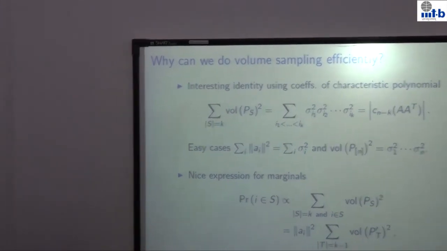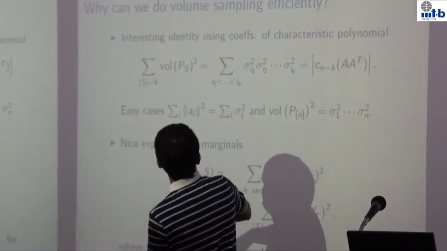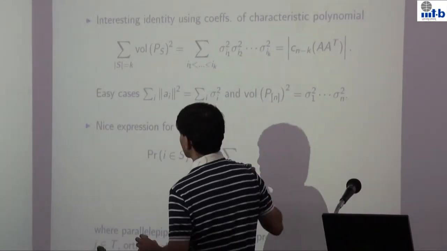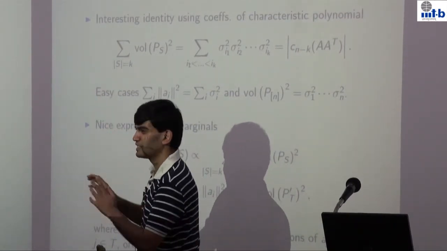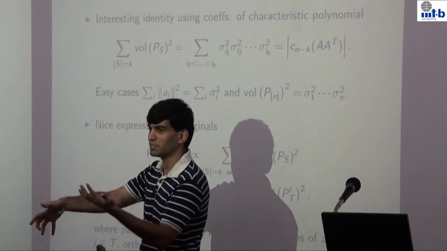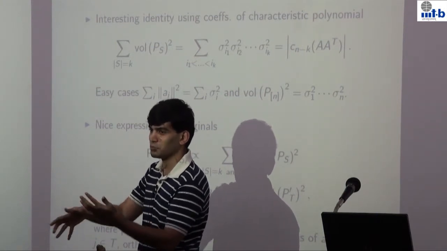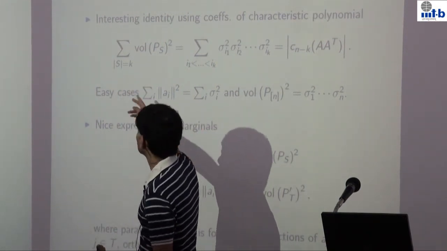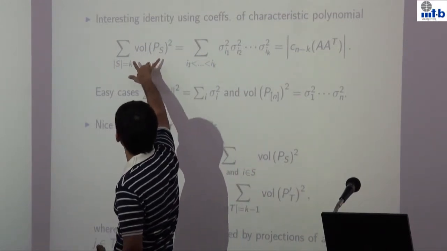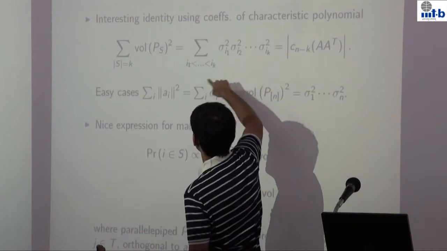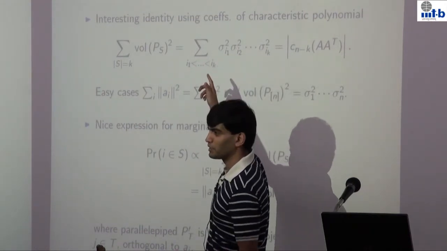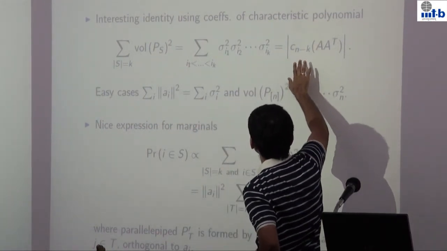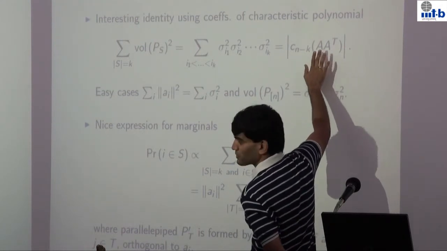It turns out that, I haven't told you how this positive semi-definite matrix is related to that n by d matrix. It is actually just that matrix n by d times its transpose. So A times A transpose is the n by n matrix on which we are picking these subsets of size k. And if you take the sum of squared volumes, it has a nice interpretation in terms of a symmetric polynomial of the singular values of that matrix. And that happens to be a particular coefficient in the characteristic polynomial of A times A transpose.